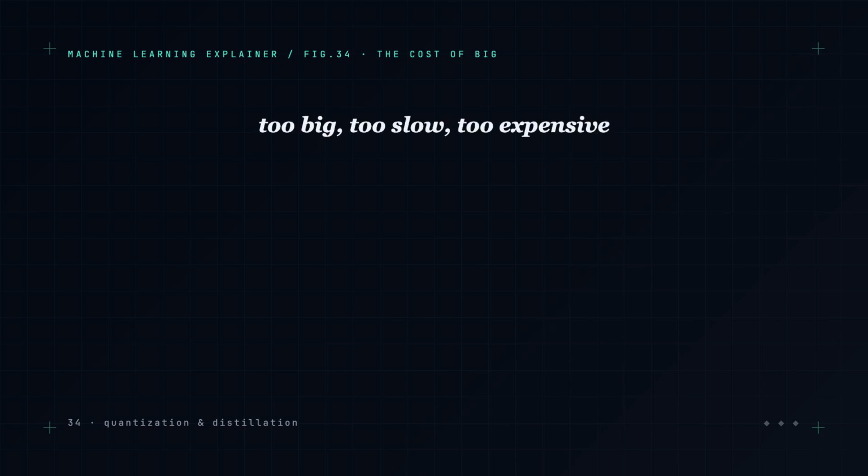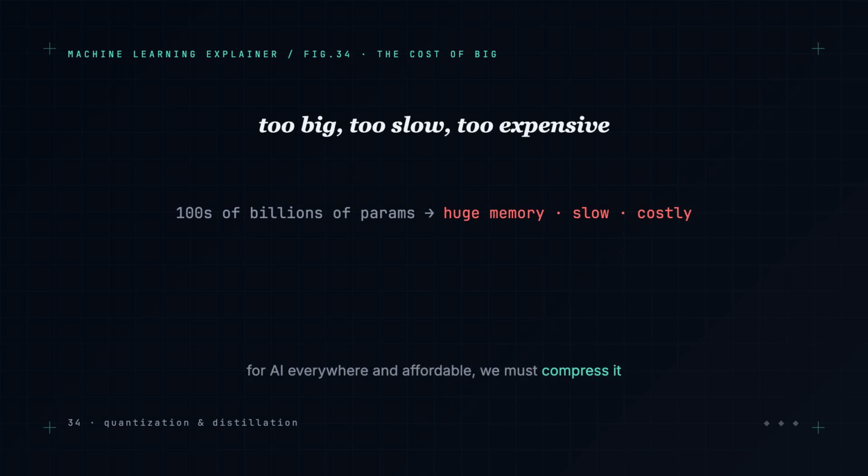A frontier model can have hundreds of billions of parameters, each one a number you must store and compute with. That means huge memory, slow responses, and big electricity bills, and no chance of running on your laptop or phone. If we want AI everywhere and affordable, we have to compress it. There are a few ways.